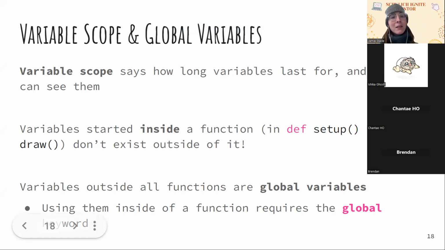But you can define variables that exist outside all functions. These are called global variables. We can define them outside of a function and use them within any of our functions using the global keyword.